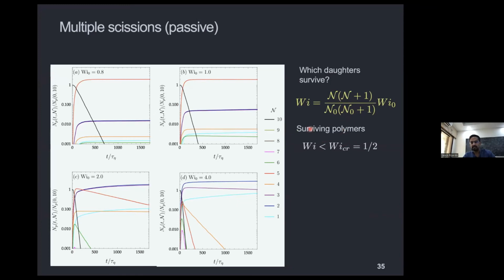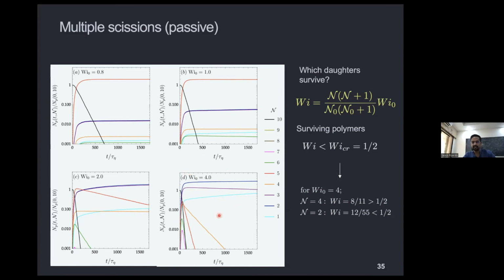So if I now know the Weissenberg of the daughter, all I have to do is ask whether that is less than the coil stretch transition. If so, it will survive. If it is greater than the Weissenberg critical, then it will also break up and give rise to a smaller fragment. So this logic, just to show you that it works, right?